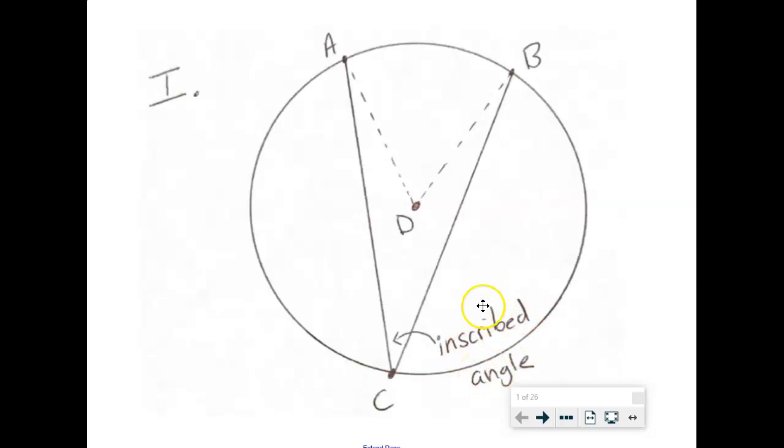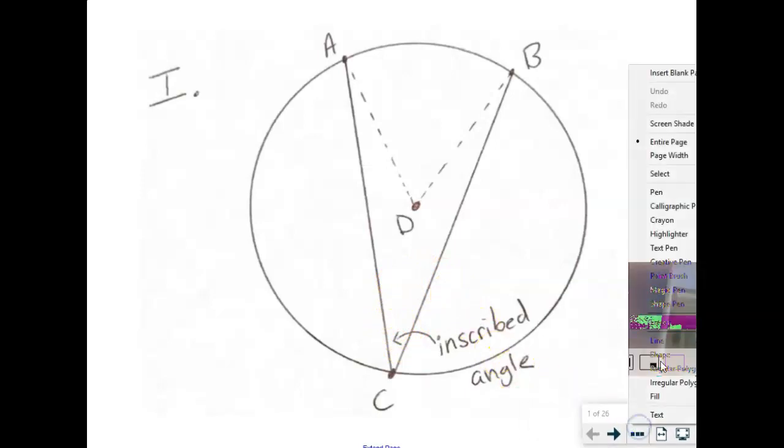Now, this inscribed angle has a relationship to the central angle. If y'all remember when we were covering central angles before, we always said whatever the central angle is, that is the measure of the arc. However, when we have an inscribed angle, then you're going to get a different measurement. Well, what is that measurement?